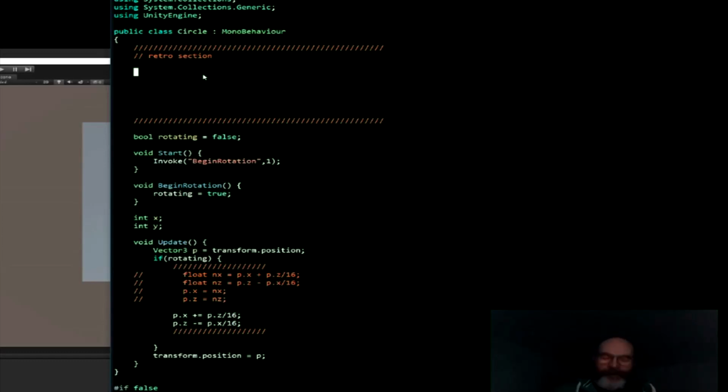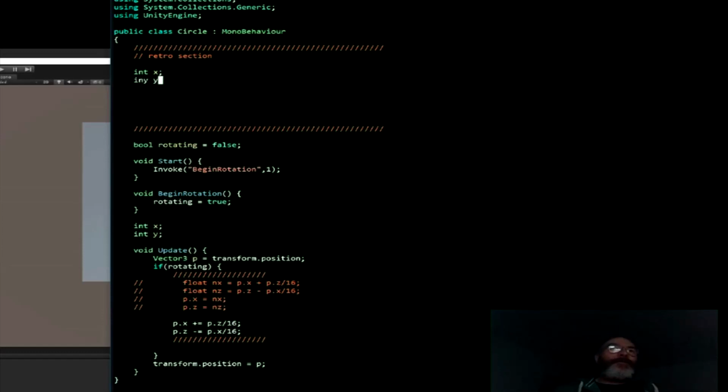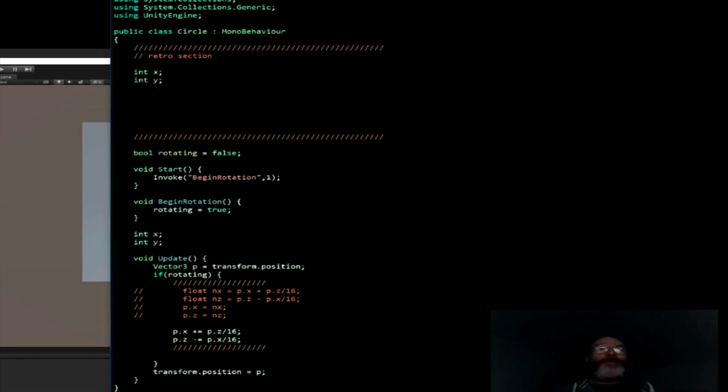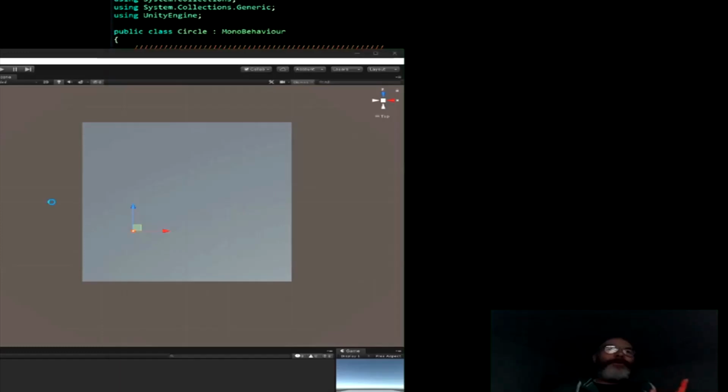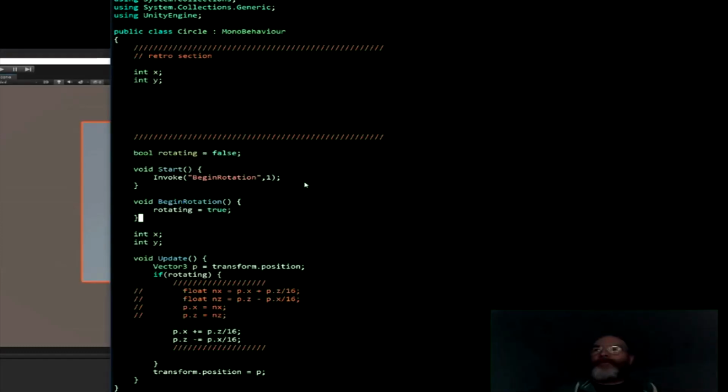This is the retro section. So in here, because obviously I have to connect this to the rest of it, which is not retro, we're going to have an int x and an int y. Now, this is going to represent the position of the thing that is going to be spinning the ball. Because the rule right now is I'm not going to use floating point, except where I have to tell Unity, because Unity wants floating point to work with. But in this section, no floating point. All right.